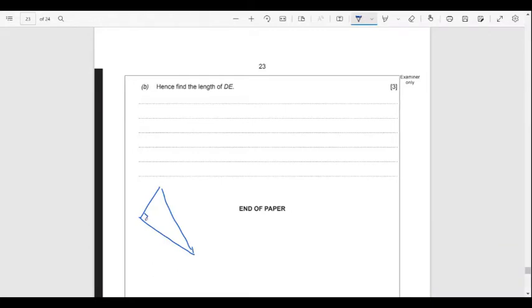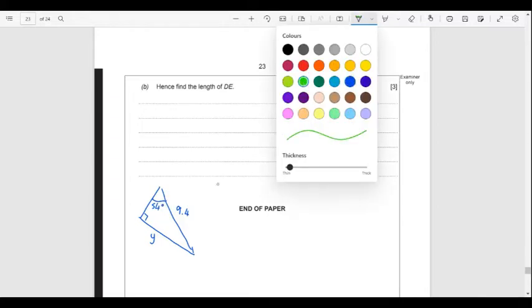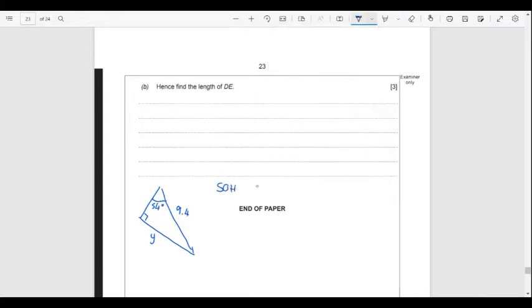So right angle there. We know this side is 9.4. We're trying to find this side, I'm going to call it y. It's called DE. And we know this angle is 54 degrees. Once again, we're looking for SOH, CAH or TOA. We have got the hypotenuse and we have got the opposite side. So opposite and H. Straight away, I know it's SOH. It can't be CAH because there's only H in there. It can't be TOA because there's only O in there. So it has to be sine.